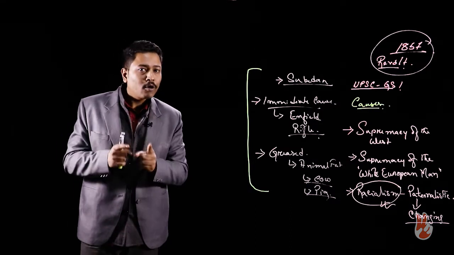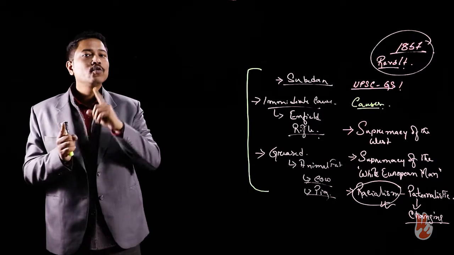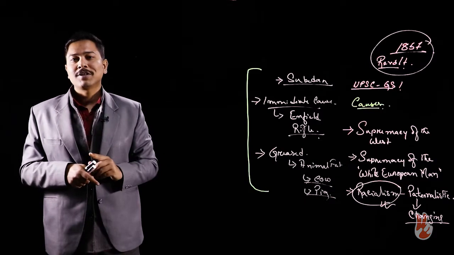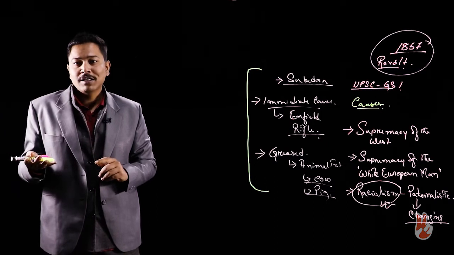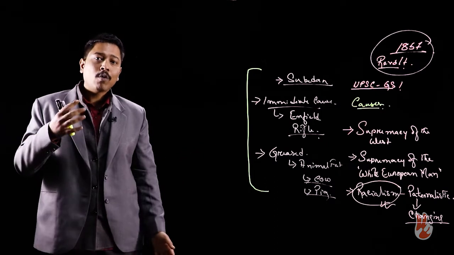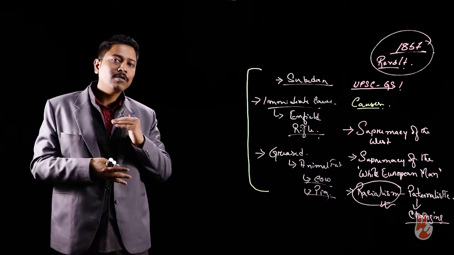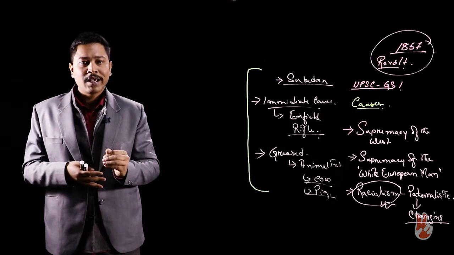If you look at the people who revolted, you will come across the knowledge that from there itself you can find the causes. Why would Rani of Jhansi revolt? Why would Kanwar Singh revolt? Why would the sepoys revolt? You will find the answer to the causes in there itself.